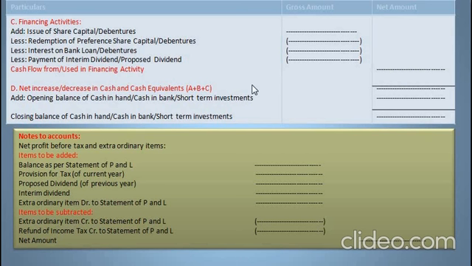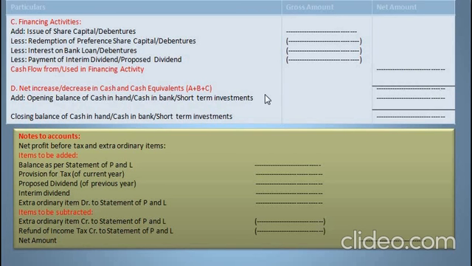Now we have solved all three activities, that is A plus B plus C: A was operating, B was investing, C was financing. The net result, if it is positive, will be called net increase in cash and cash equivalent. If the result is negative, then it will be considered net decrease in cash and cash equivalent. So you mark a line here and write the result.